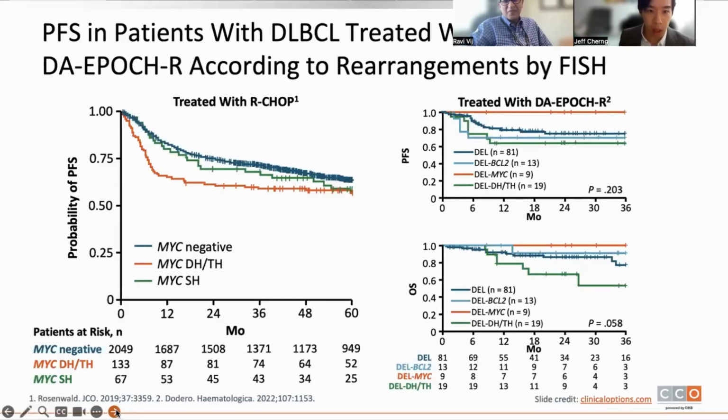You sort of included some data here. There was also a recently published study using the Flatiron database looking at outcomes, and there seems to be potentially some benefits in using R-EPOCH for those patients.